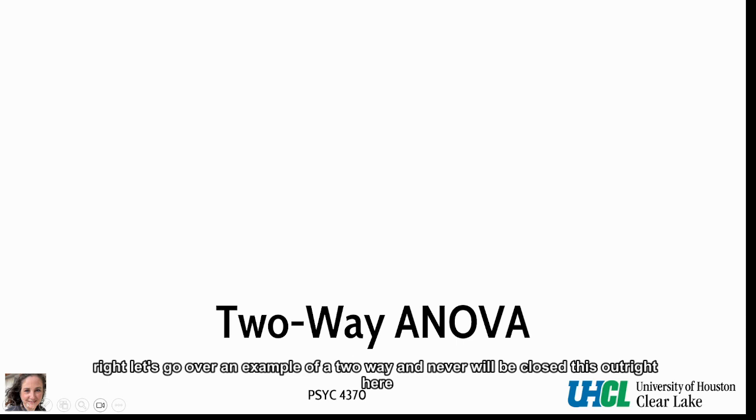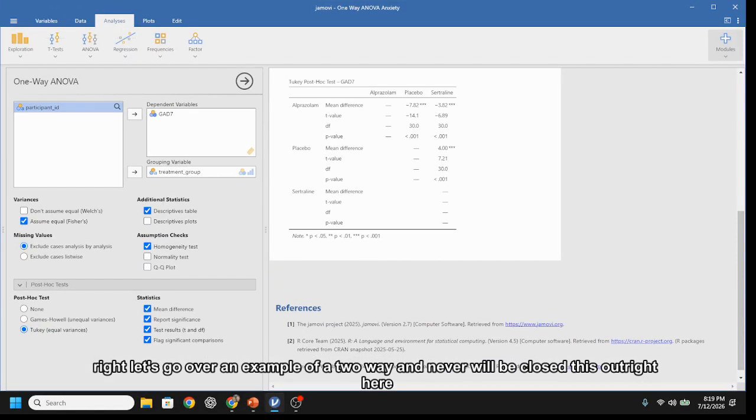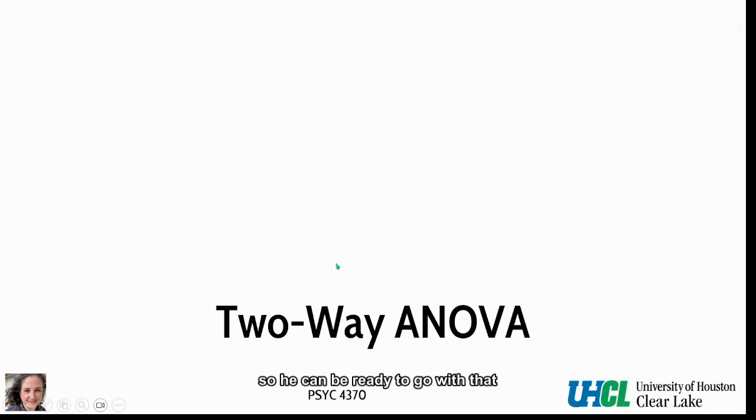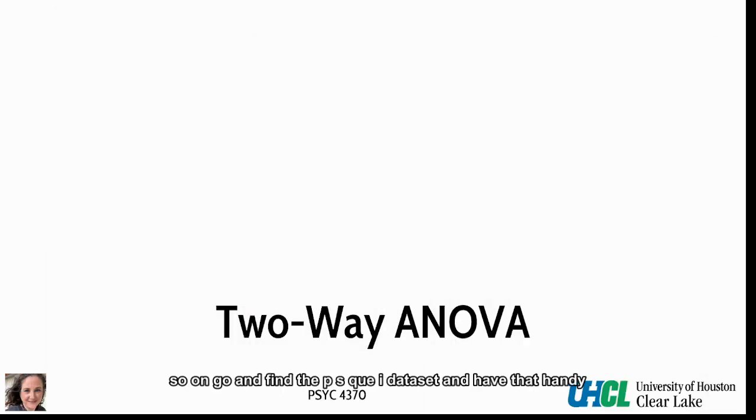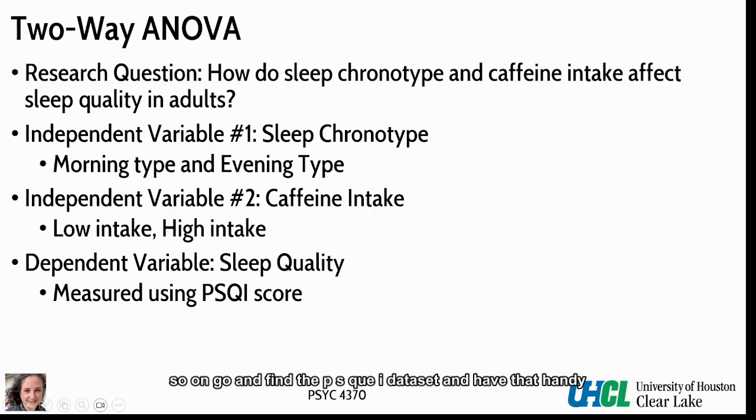All right, let's go over an example of a two-way ANOVA. Let me close this out right here so we can be ready to go with that. You'll need to get your second data set for this. So go and find the PSYC data set and have that handy.